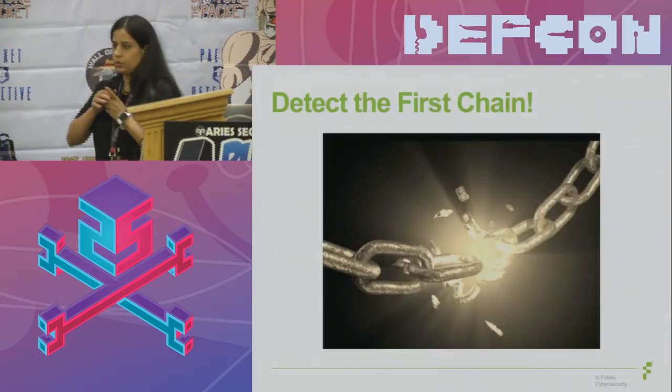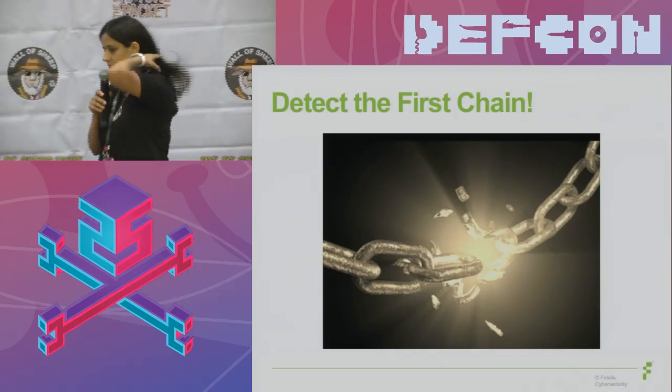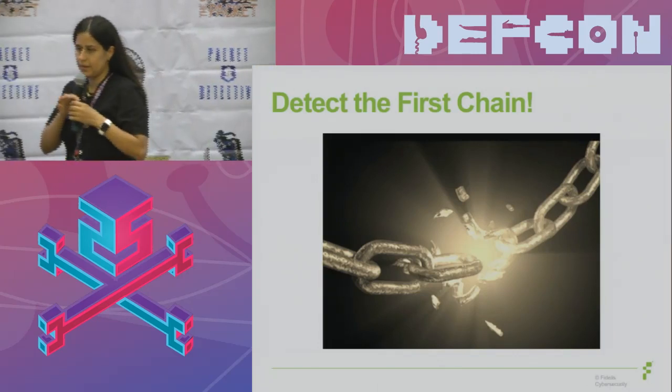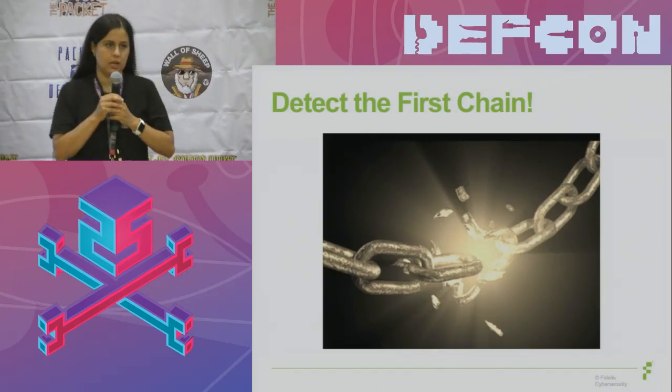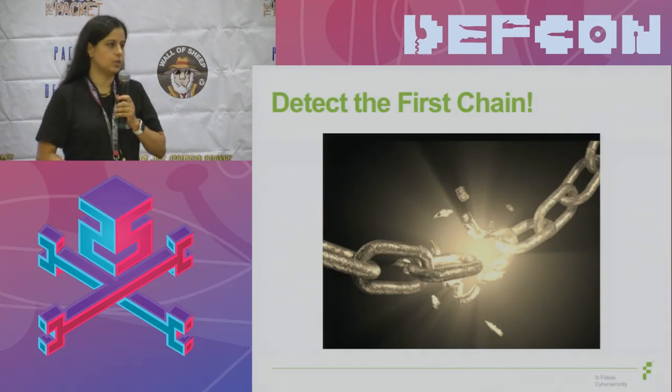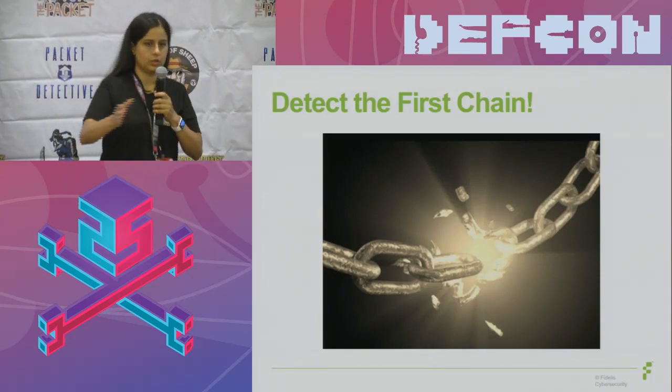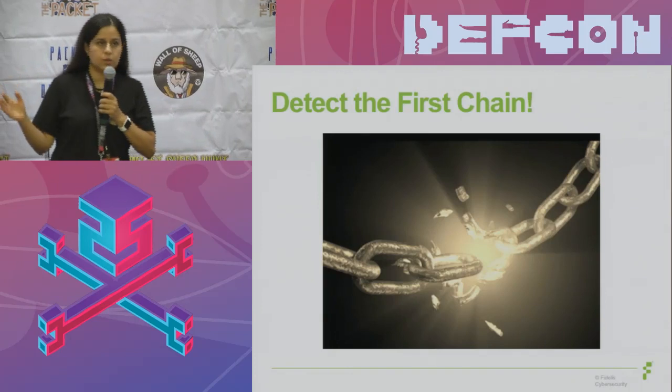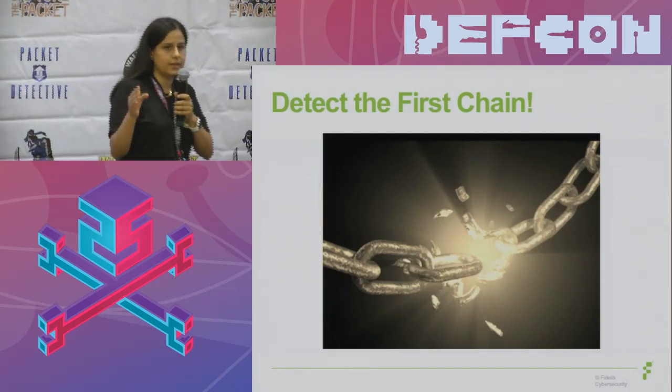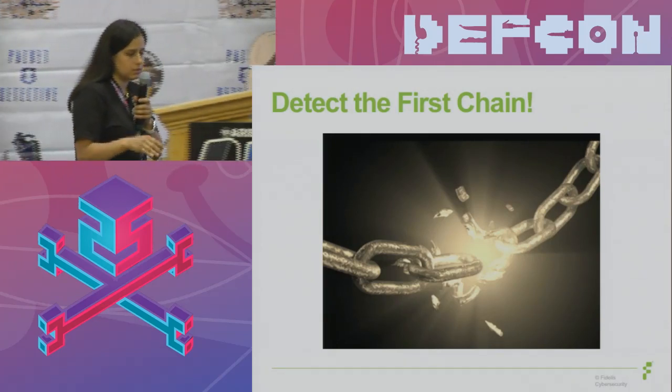When I talk to analysts, usually they say that detecting malware is just like a chain of detection. It's usually not just one file, it's a combination of steps. So it's really important to detect the first link in the chain and then start analyzing it.